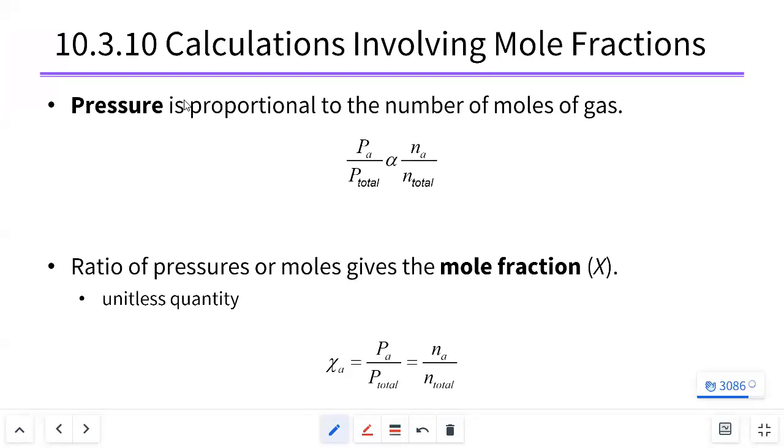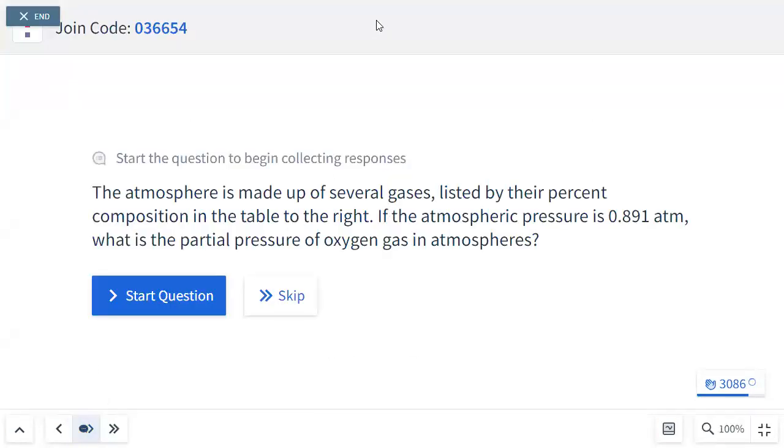If I know the pressures, I can figure out the mole fraction based on the ratio of pressures as well. And this relationship of mole fraction ultimately allows us to answer questions like this.